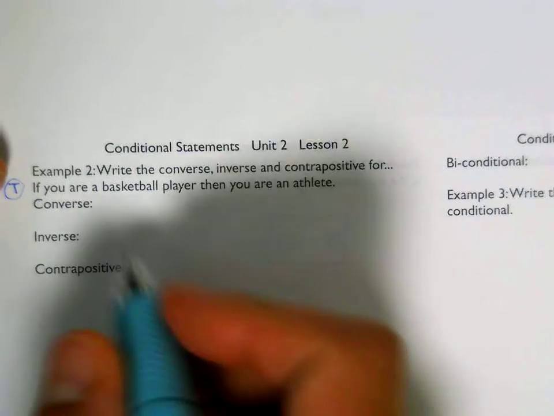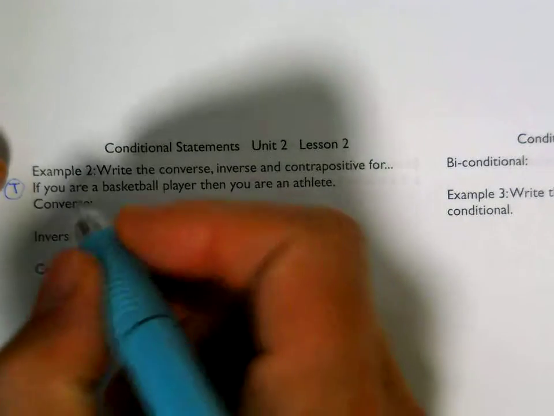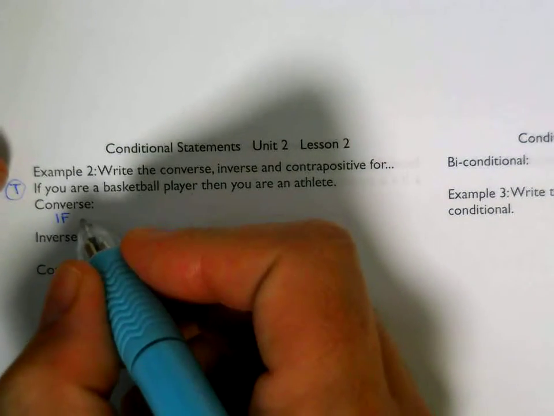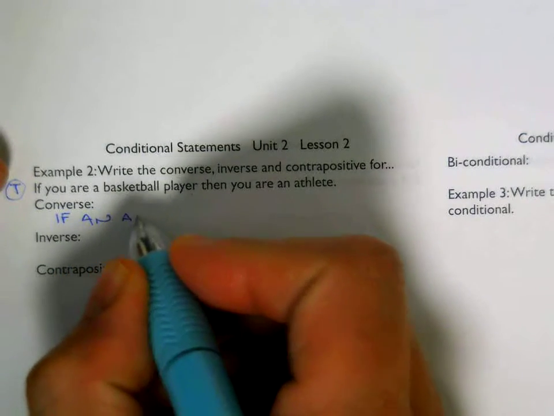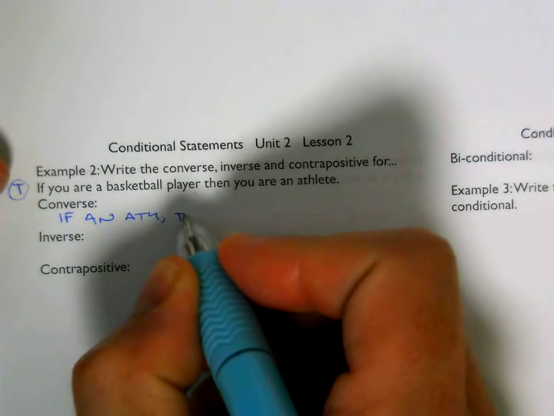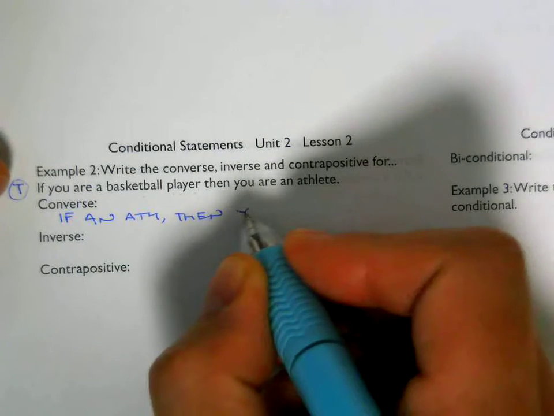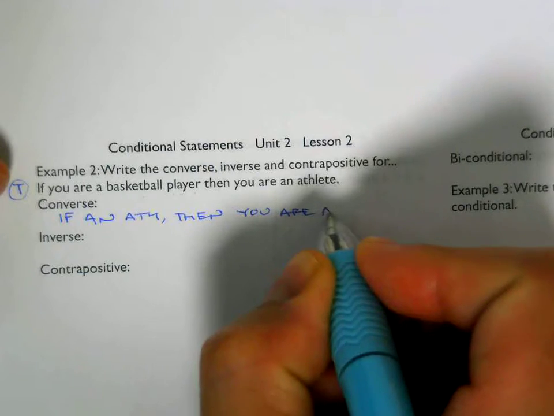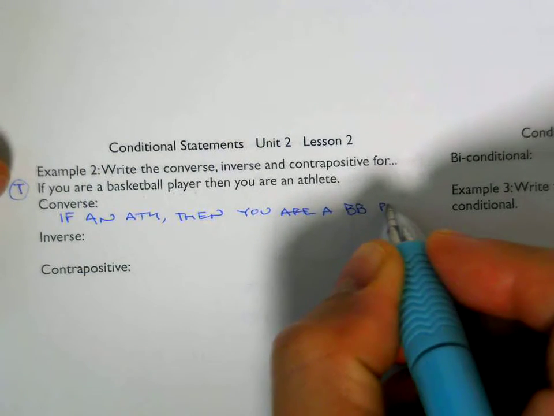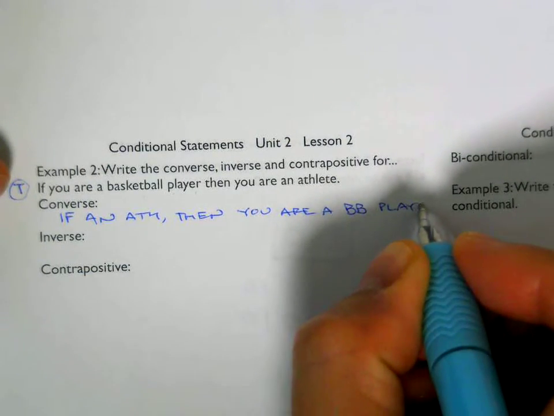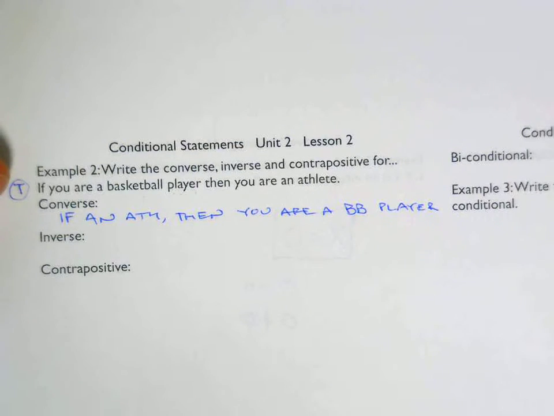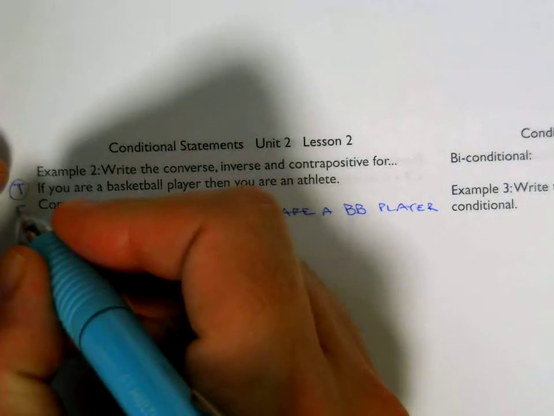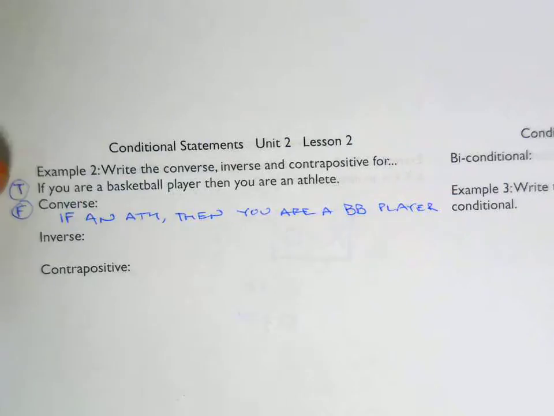Okay, the converse, we're going to flip them. So if you are an athlete, then you are a basketball player. So is this true? Well, I can think of a lot of athletes that are not basketball players. And so this converse would be false.